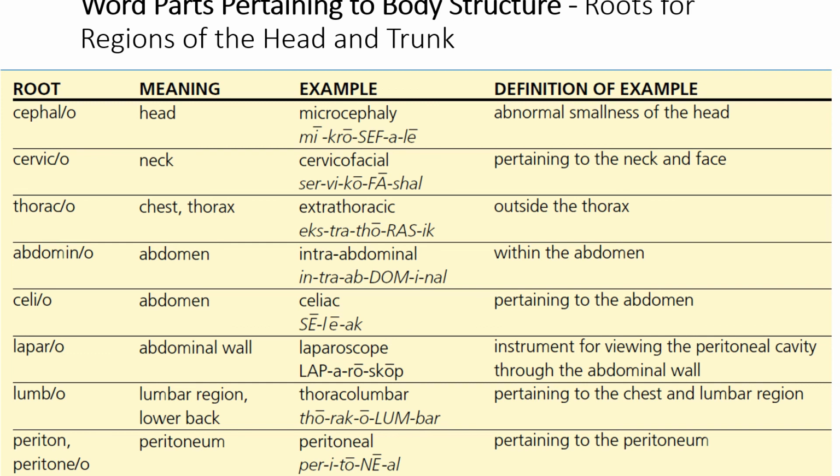Next, we have abdomino, which means abdomen. So we have intra-abdominal, within the abdomen. Then celi or cilio, also meaning abdomen. The example is celiac, which means pertaining to the abdomen. Then we have lapar or laparo, which means abdominal wall. Its example is laparoscope, an instrument viewing the peritoneal cavity through the abdominal wall.